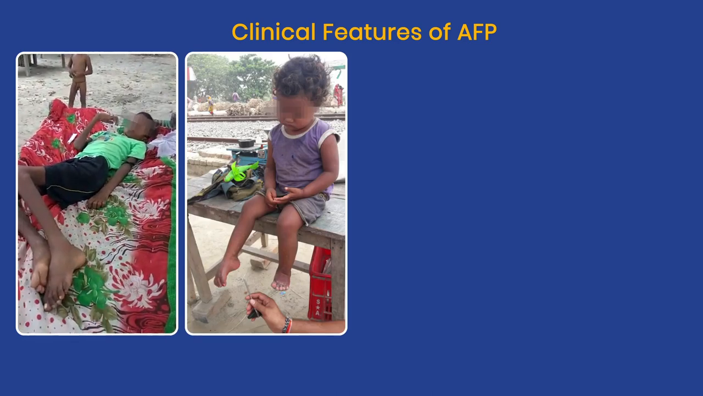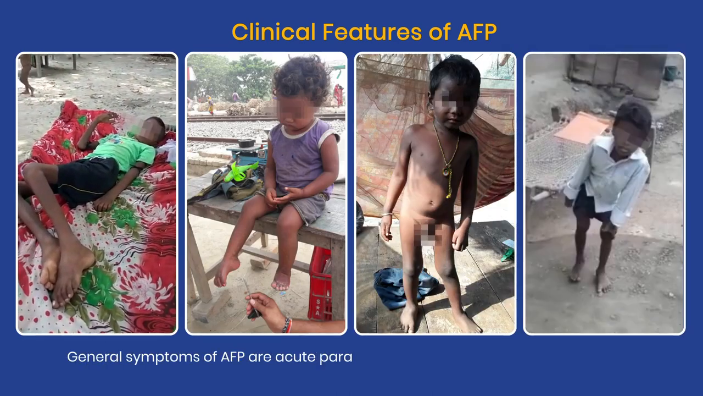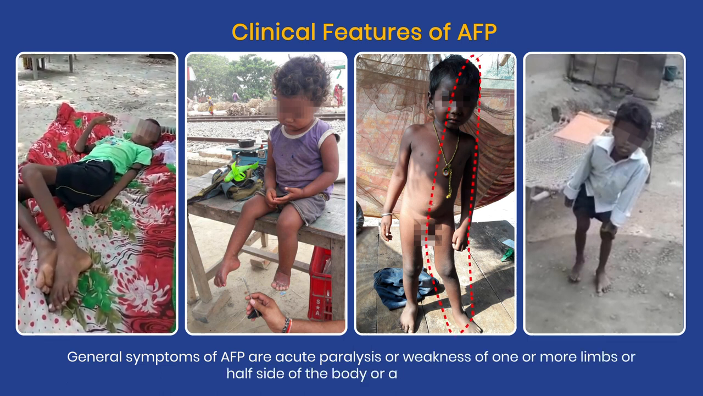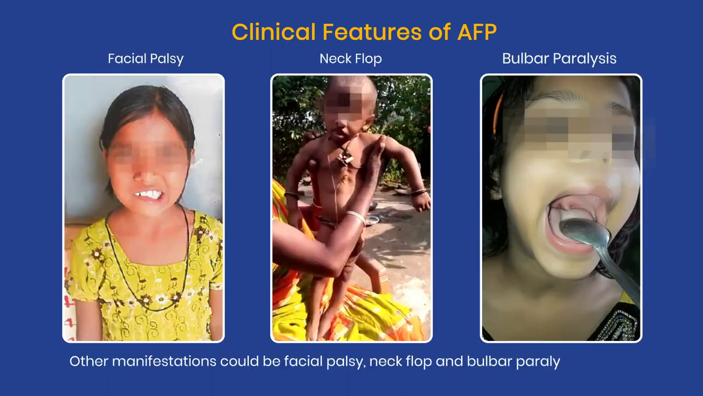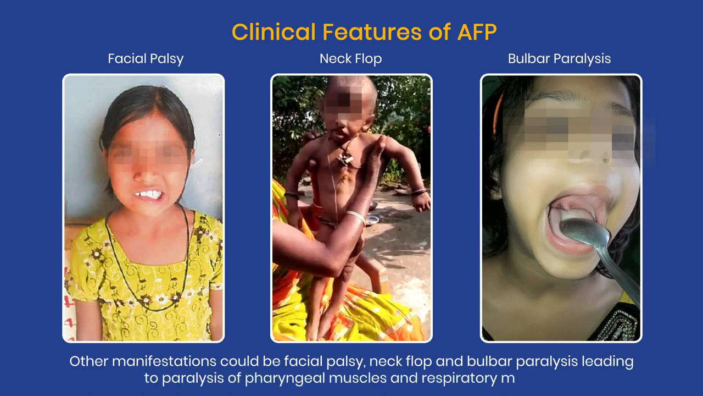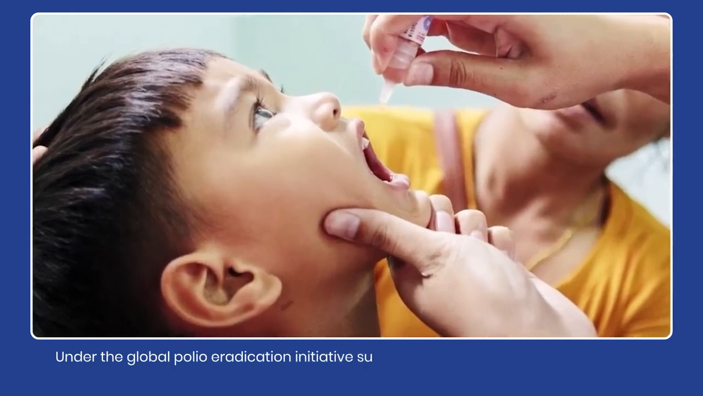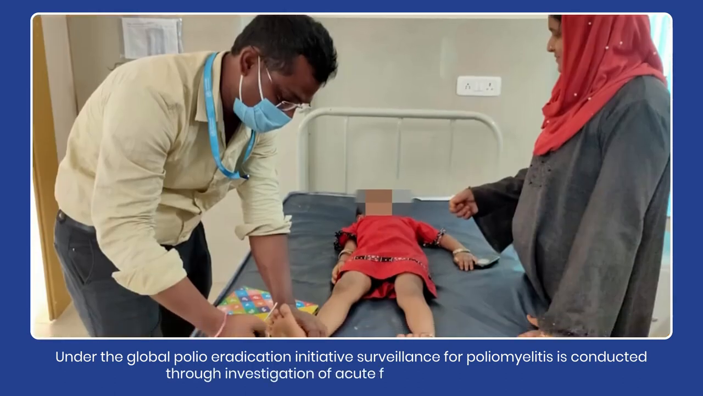Now let us look at the signs and symptoms of AFP. General symptoms of AFP are acute paralysis or weakness of one or more limbs or half side of the body or all four limbs. Other manifestations could be facial palsy, neck flop, and bulbar paralysis, leading to paralysis of pharyngeal muscles and respiratory muscles.